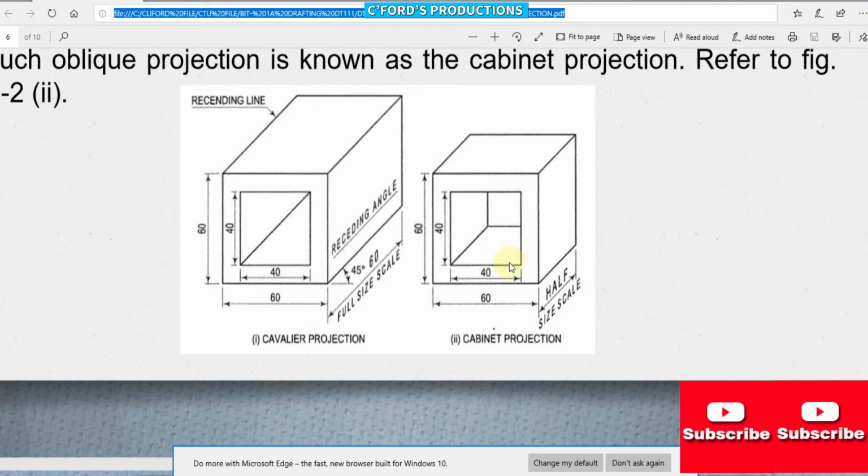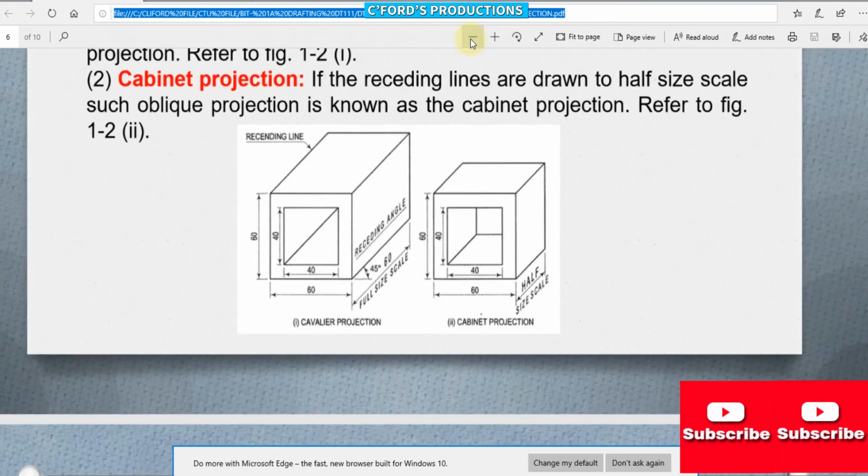So an example of the cabinet projection is one. So the size is half size scale. And also its front surface is parallel to the plane of projection. So it's easy to determine the two types of projection.